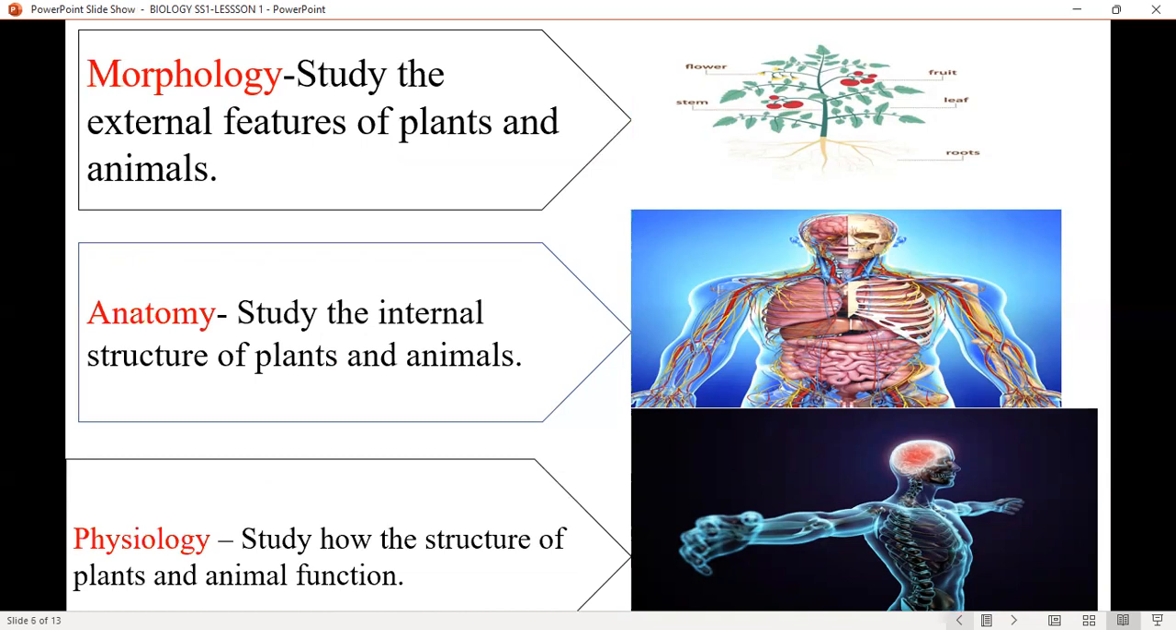Physiology studies how the structures of plants and animals function. For example, how does the kidney function? How does the liver function? These are what we know as physiology.